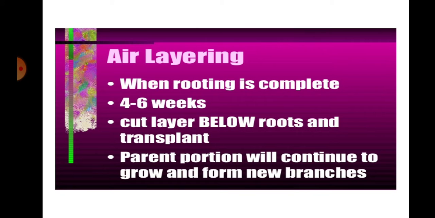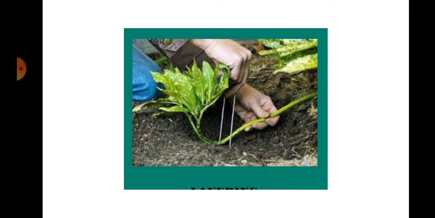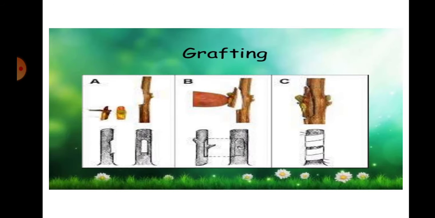Then air layering. When roots are complete, in 4 to 6 weeks, cut the layer below the roots and transplant. The parent portion will continue to grow and form new branches. In the air layering method, the plants that propagate well this way are rubber tree, Persian lime, magnolia, etc. So this is the process of layering, and then we pass on to the grafting process.